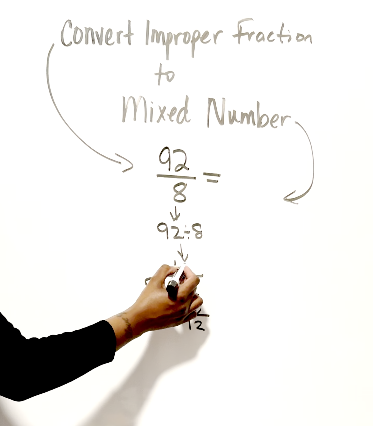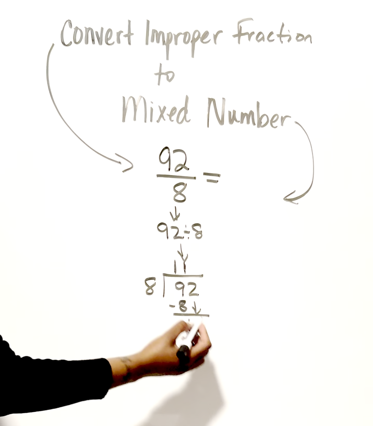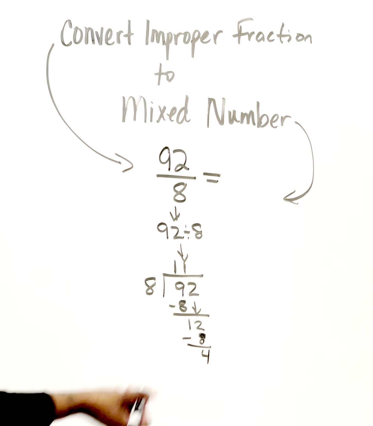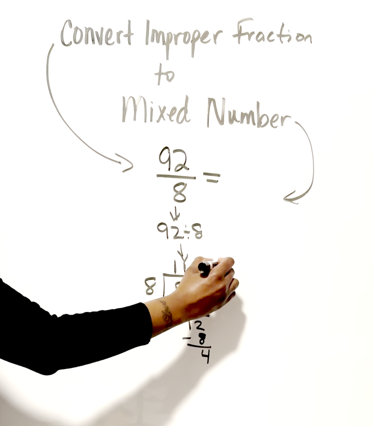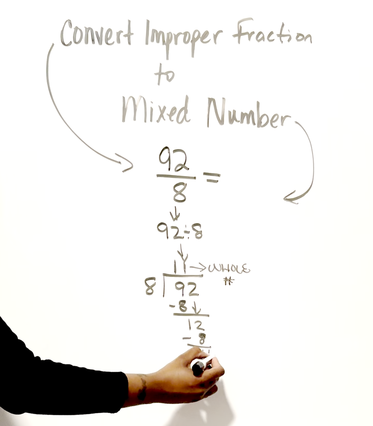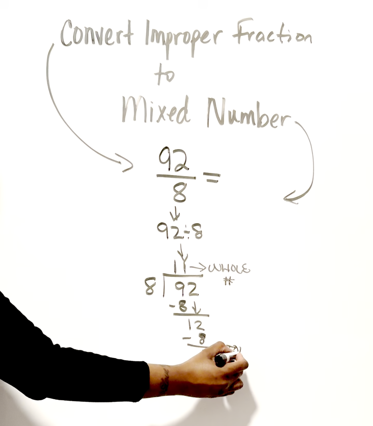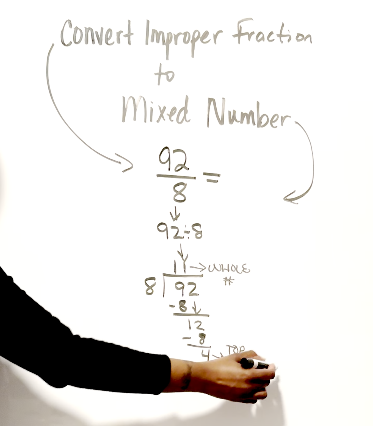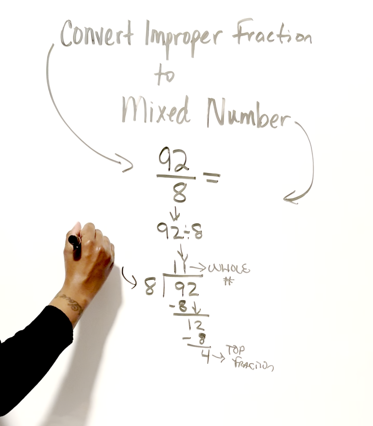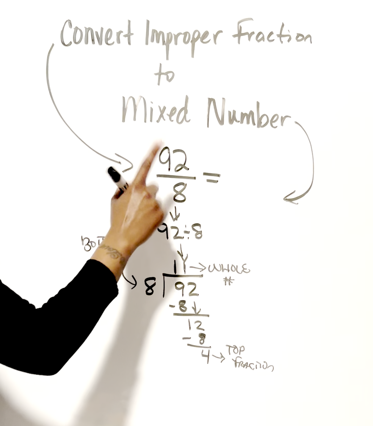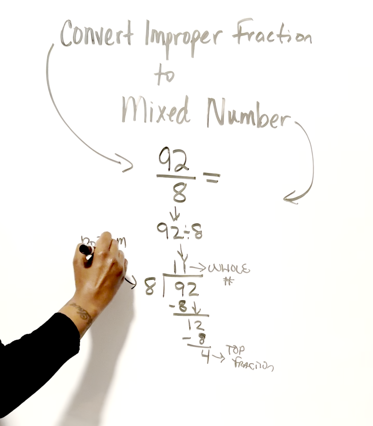8 goes into 12 once. 1 times 8 is 8. Subtract, and we get 4. So we know that the number at the top is our whole number, right? We know the number at the bottom is the top of the fraction. And we know the number on the outside is the bottom of the fraction. And don't forget, the bottom of the fraction doesn't change from improper to mixed number form. Okay?